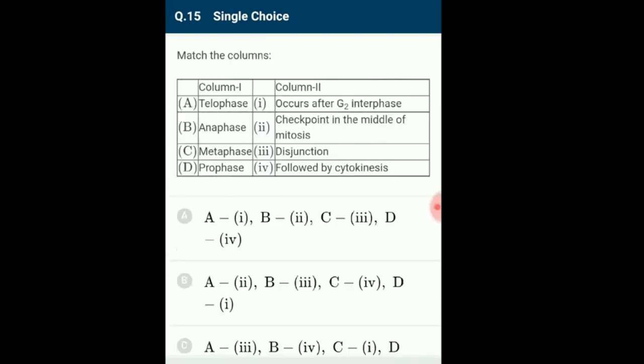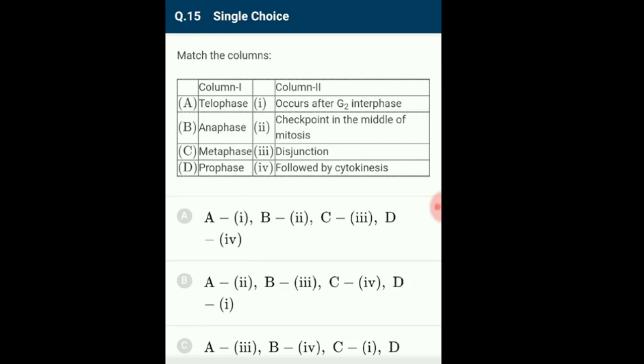Question number 15. Match the following. During prophase, nucleolus and nuclear membrane disappear. Chromosomes occur after G2 interphase. In metaphase, the chromosomes are arranged at the equatorial plate of the cell and this phase acts as the checkpoint of the metaphase. Centromere splits and chromatids are separated during anaphase and daughter chromosomes start moving towards opposite poles with chromosomal disjunction.